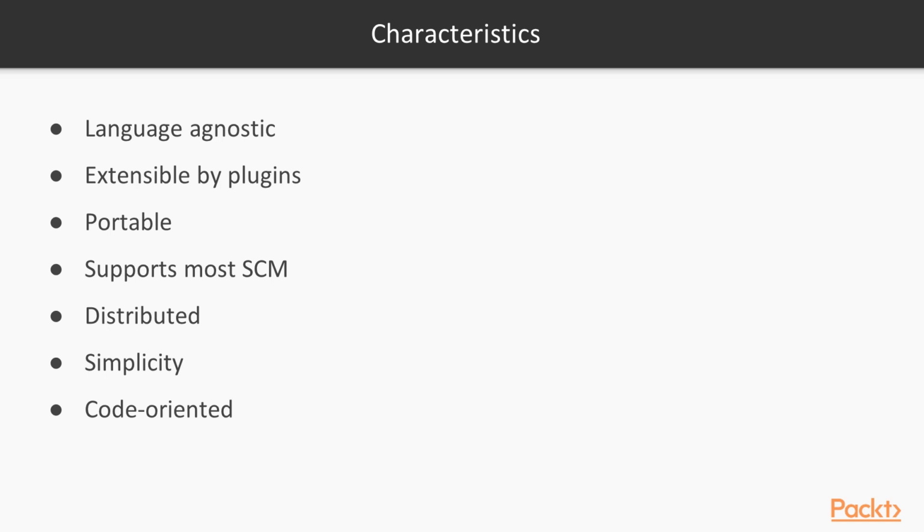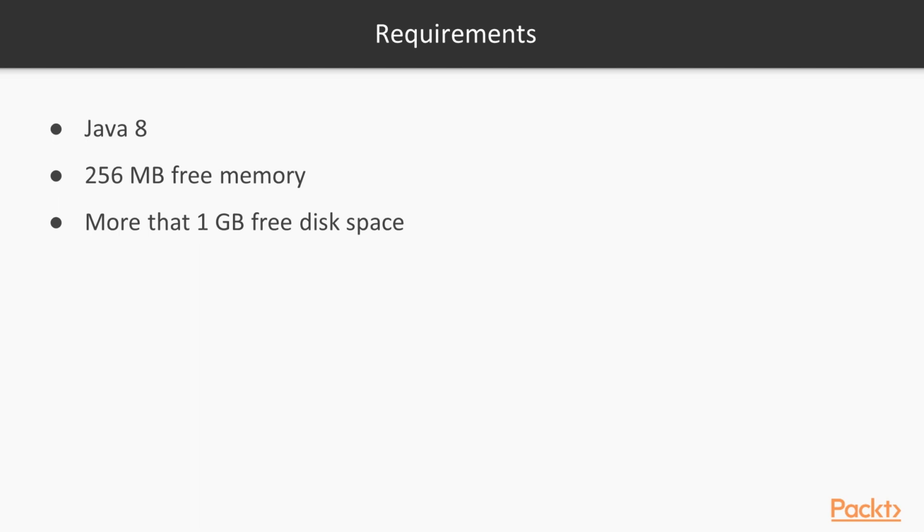The Jenkins installation process is quick and simple. There are different methods to it, but since we're already familiar with the Docker tool and the benefits it gives, we will start from the Docker-based solution. Let's mention the installation requirements first. The minimal system requirements are relatively low. We just need Java 8, 256 megabytes free memory, and more than 1 gig free disk space.